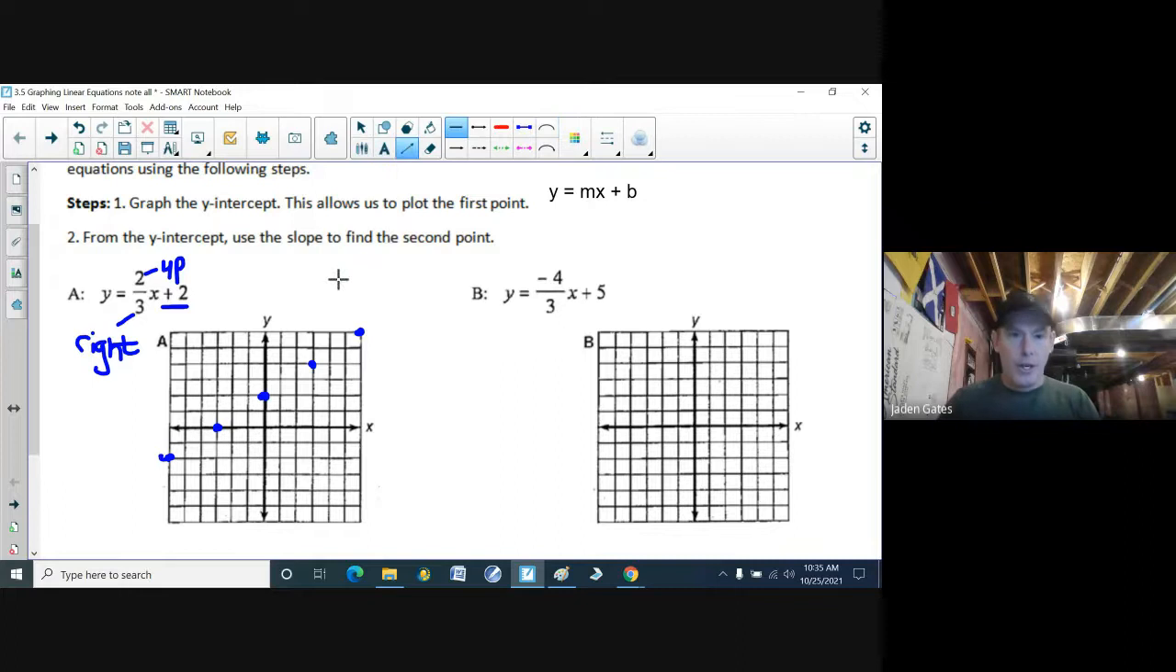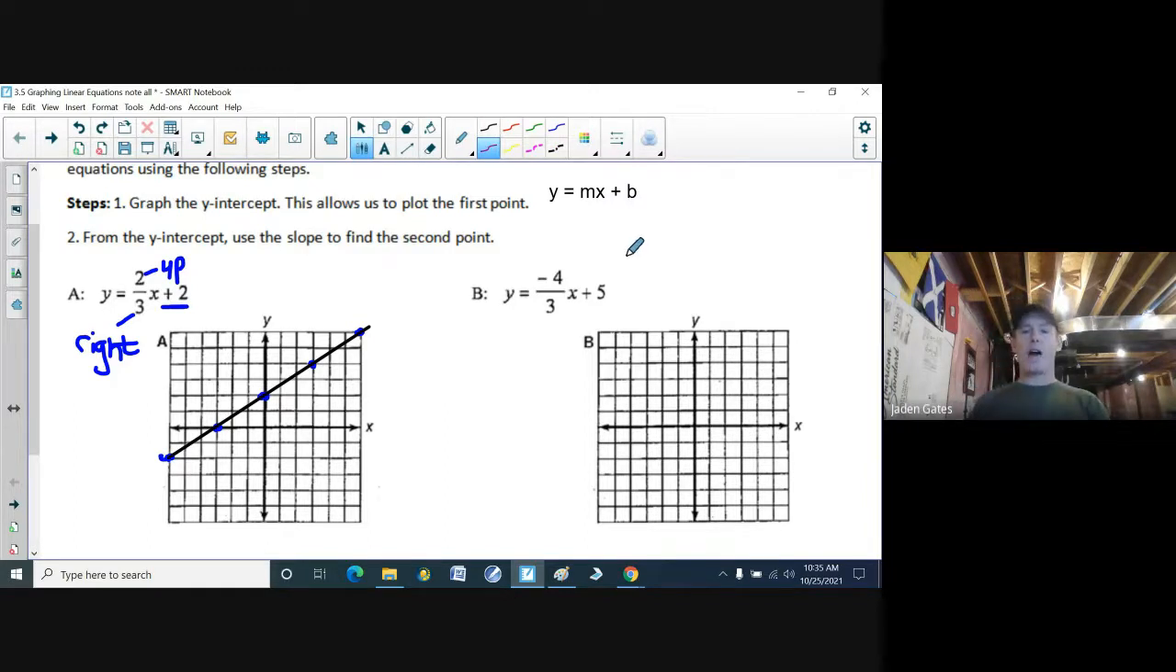All right, so now I'm going to draw in my line. It's not very good. I'm going to try a better one here. Let's see if we can do it. There we go. And there's the graph of the linear equation. All right, I'm going to try a few more here.